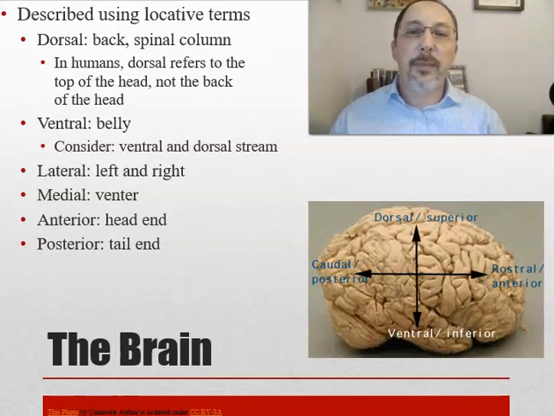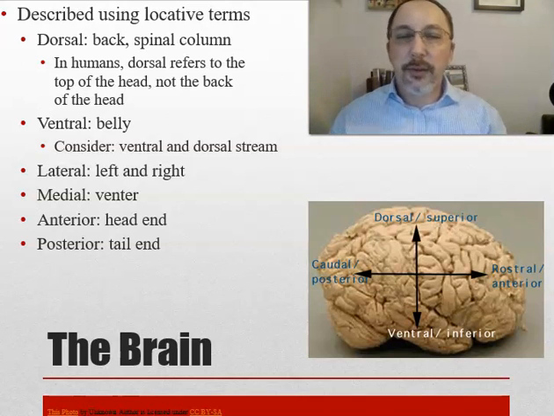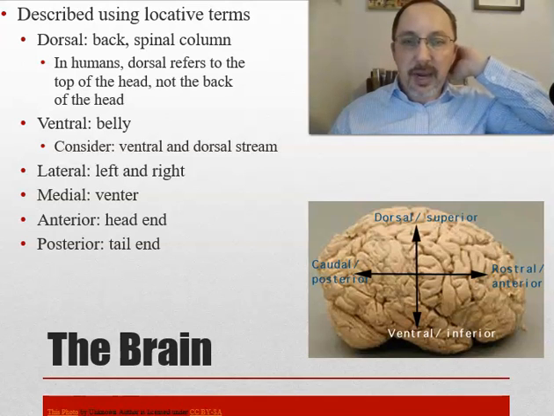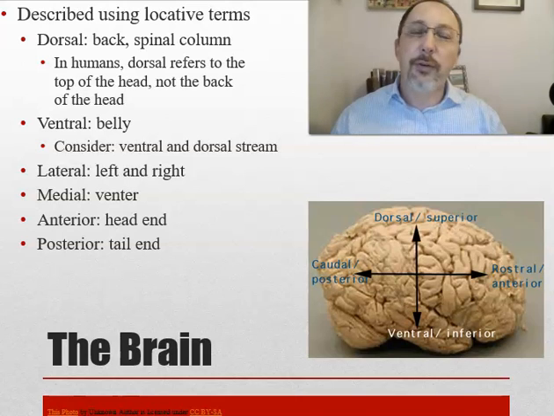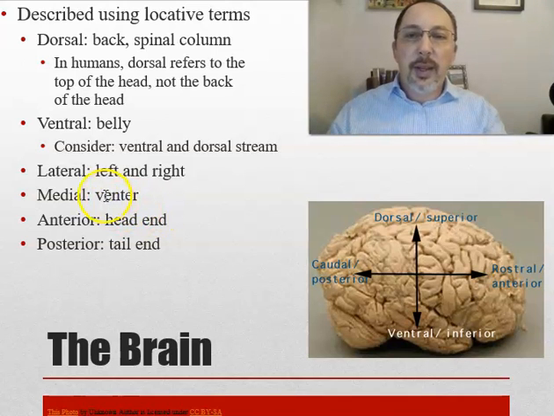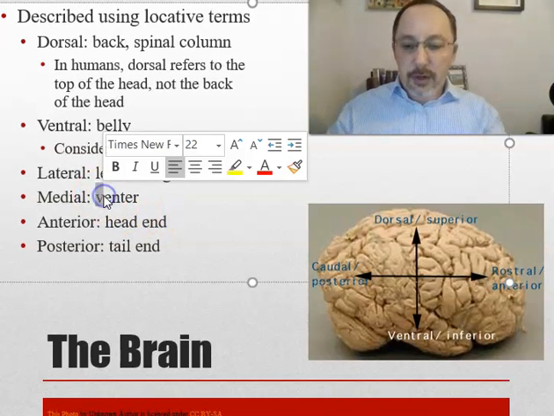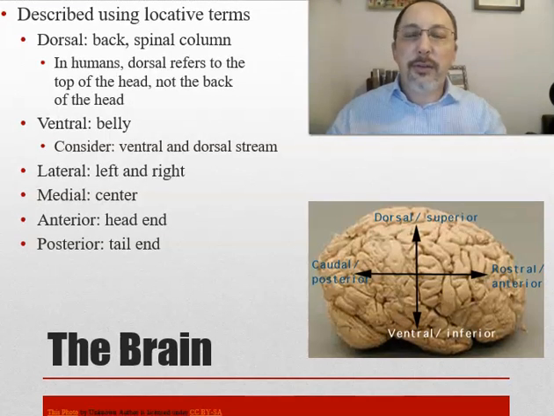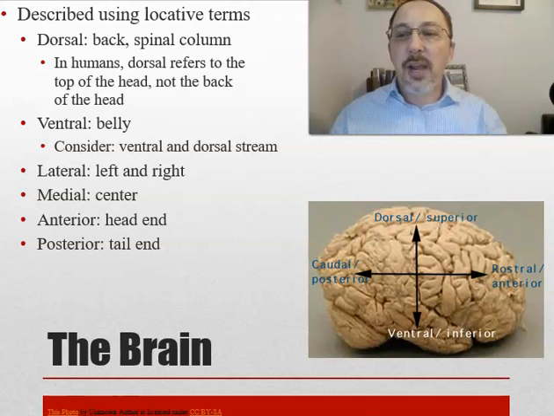And so information goes to the back of our brain and then actually splits dorsal and ventral. These are called the dorsal and ventral stream of information. So we have to understand these terms. Lateral means toward the side, left and right. Medial means toward the center. And anterior is toward our head, and posterior is toward the tail, or the back. So we describe parts of the brain using these terms.